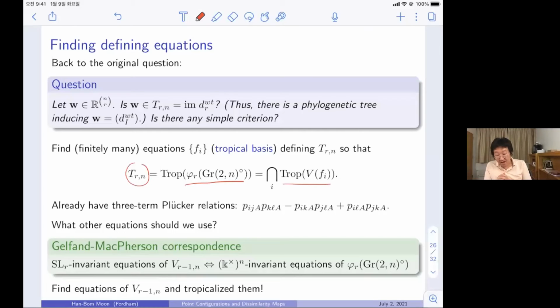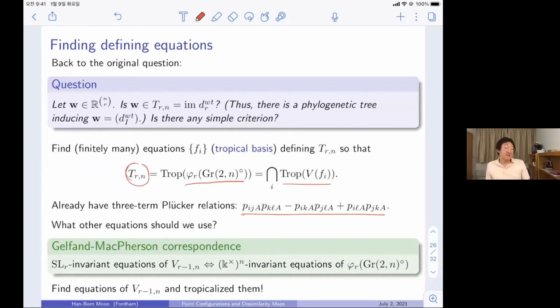Now, we have a partial clue. We already know that the three-term Plücker relations do define Grassmannian G_r^n, and the image of Grassmannian G_2^n is contained in Grassmannian G_r^n. So these three-term Plücker relations are already defining part of the image of Grassmannian G_2^n. So the question is, what other equations should we use?